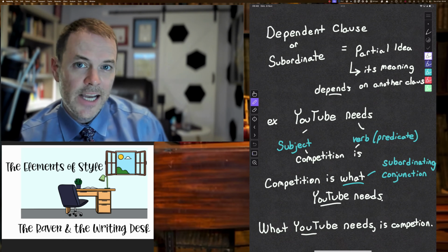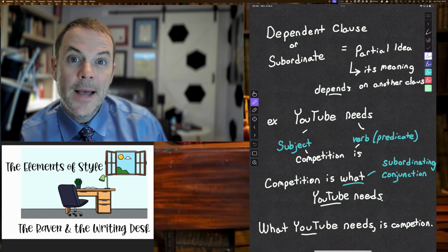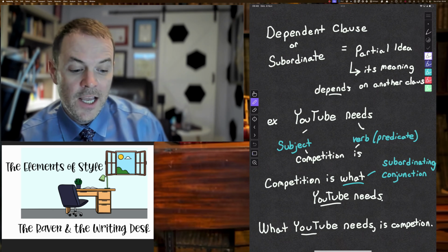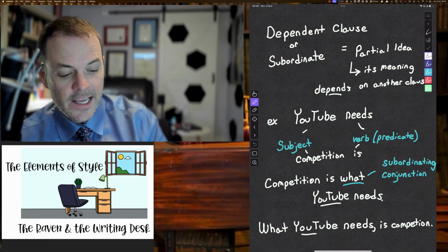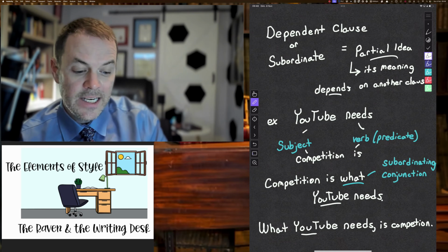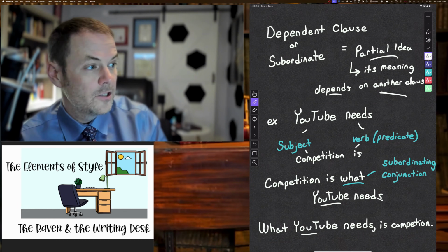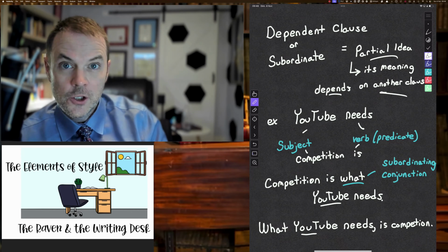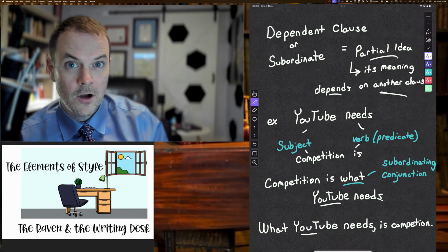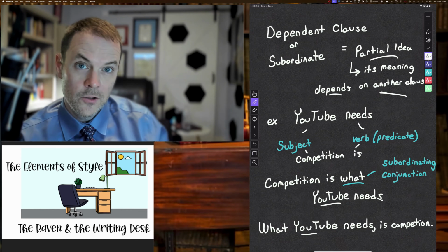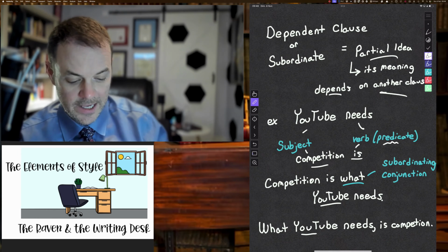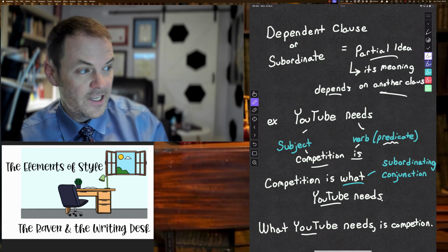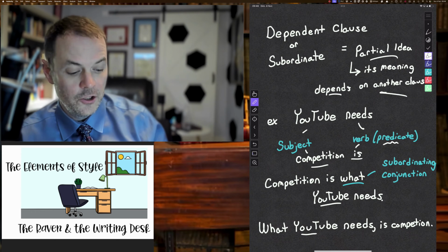In passing, I should give you a definition for a dependent clause or a subordinate clause. And as you could probably guess, a dependent clause is a partial idea. Its meaning depends on another clause. So for example, "YouTube needs" is a dependent clause. Okay, what is it that YouTube needs? "Competition is." That's also a dependent clause. I've got my subject and I've got a verb, also known as the predicate. So if I put these 2 dependent clauses together: competition is what YouTube needs.